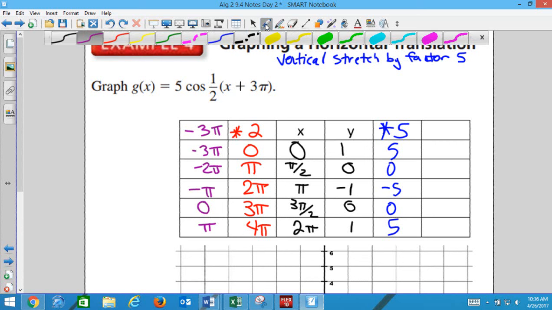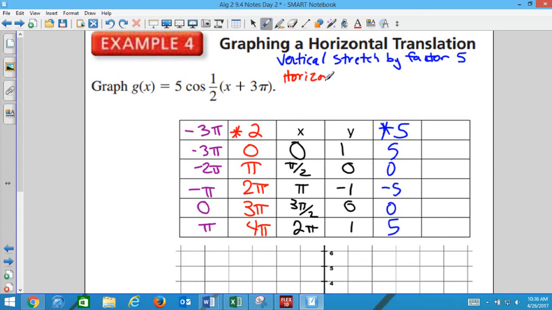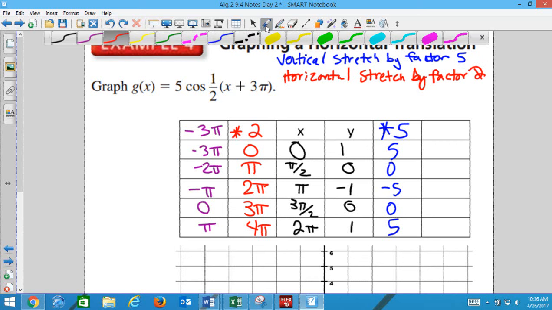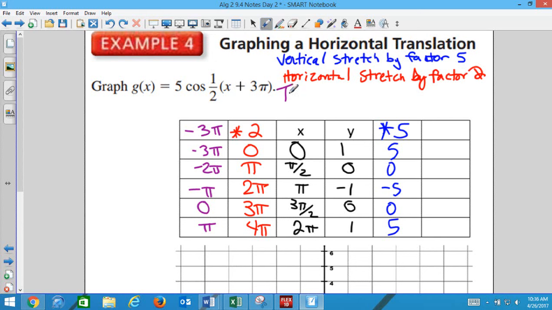I totally didn't write my stuff up there, did I? So the red one is a horizontal stretch by a factor of 2. And the purple one is a translation 3 pi units to the left. So yes, it is a translation.